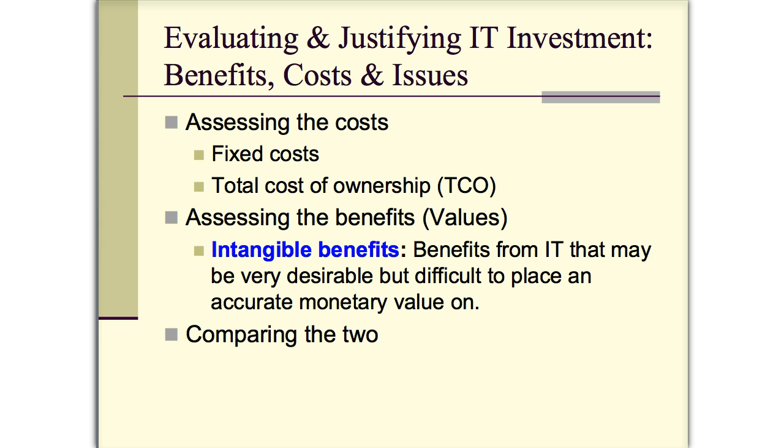stuff like that. When you're assessing the benefits or the values, one of the harder types of benefits to assess, like I mentioned before, is these intangible benefits. Things like customer satisfaction. How do you put a dollar sign on that? These are benefits that are probably very desirable. They can be difficult to actually put a dollar sign on, and so having to present a system with those types of benefits can be a challenge. And then of course, in the end, comparing the two, right? And the costs definitely should never outweigh the benefits of any investment.